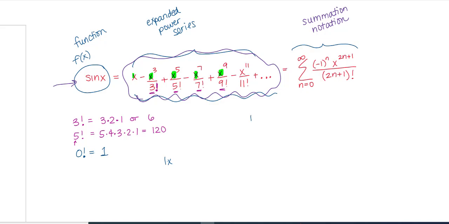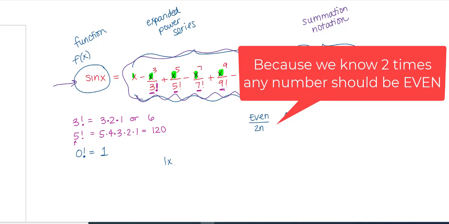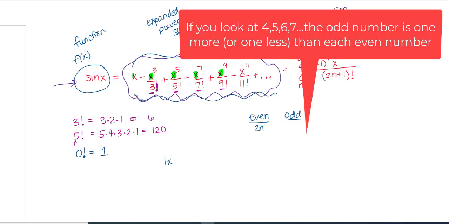Okay, so what else should we know about this? Well, if we want to represent an even number, it should make sense that that's probably 2n. Therefore, if I want to represent an odd number, it's always 1 away from that even, whether it's 1 additional or 1 less. So it could be 2n plus 1, or we could represent it as 2n minus 1.